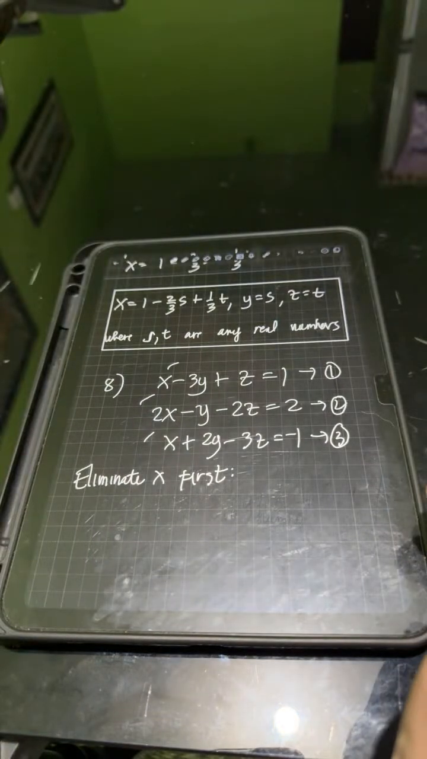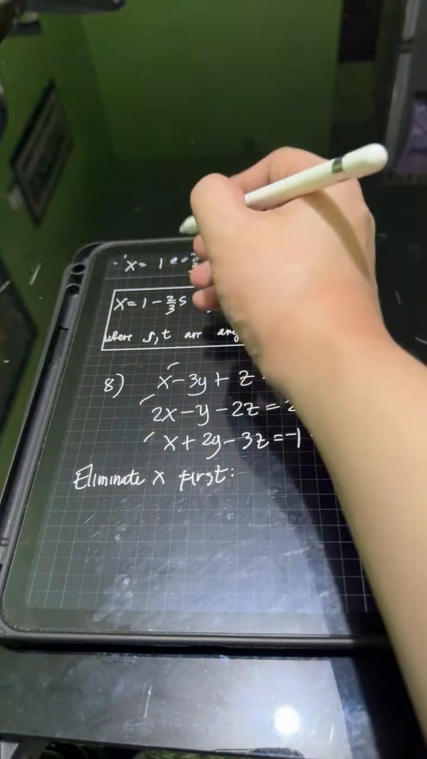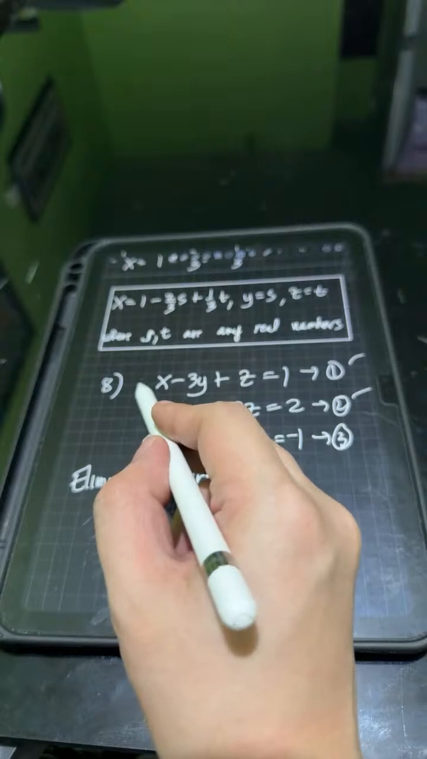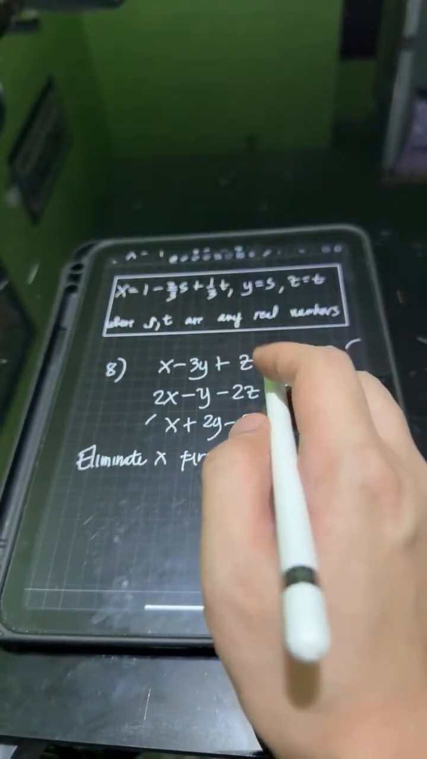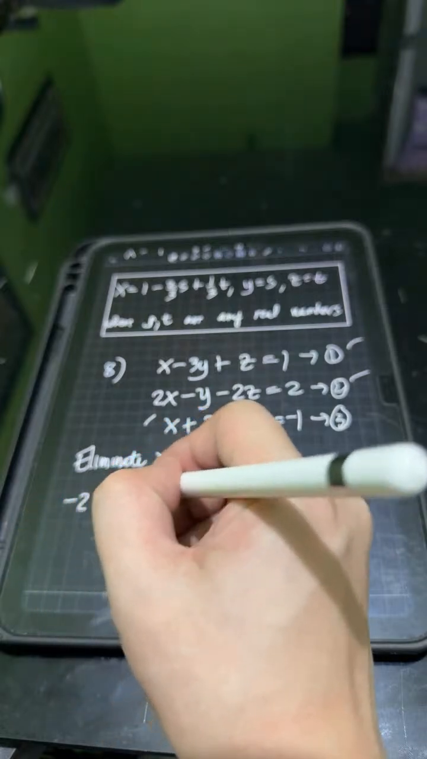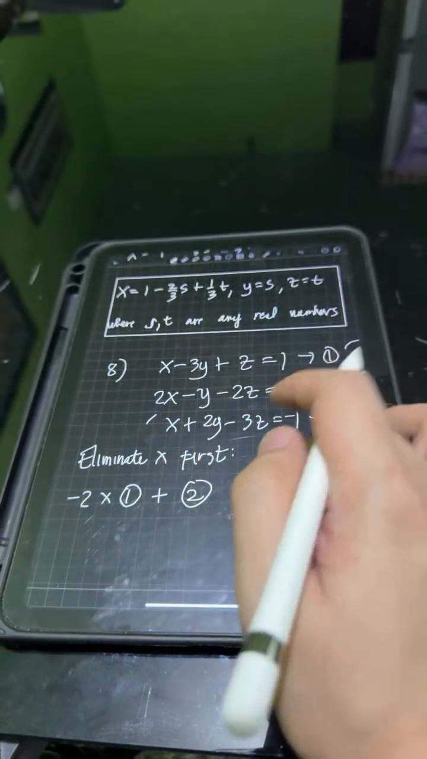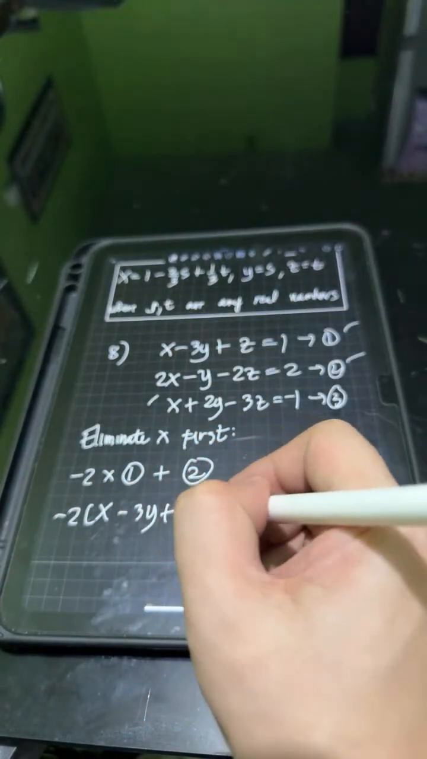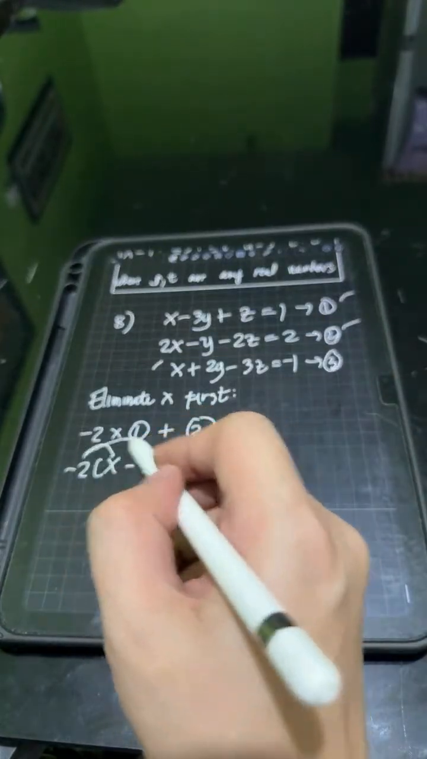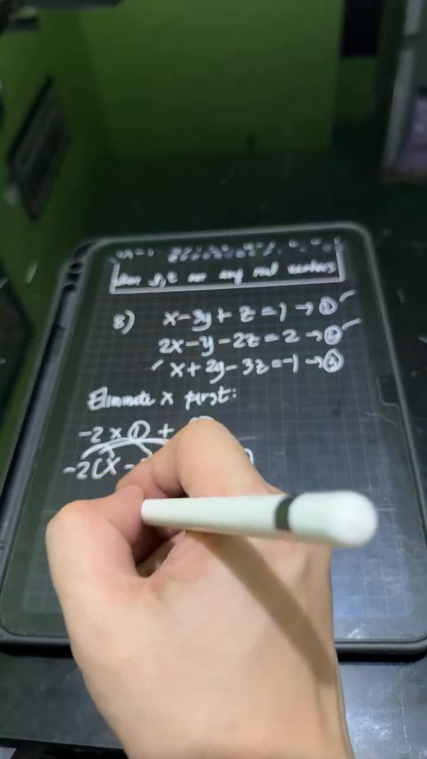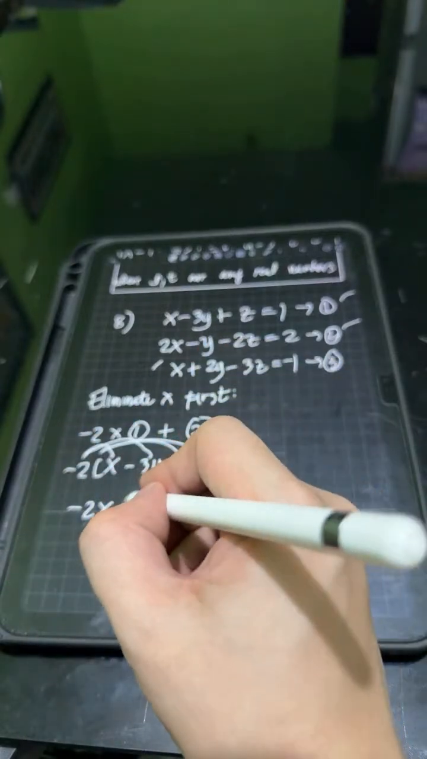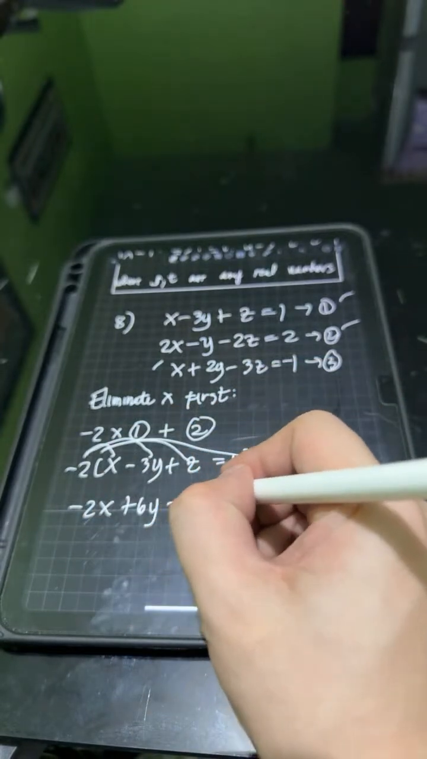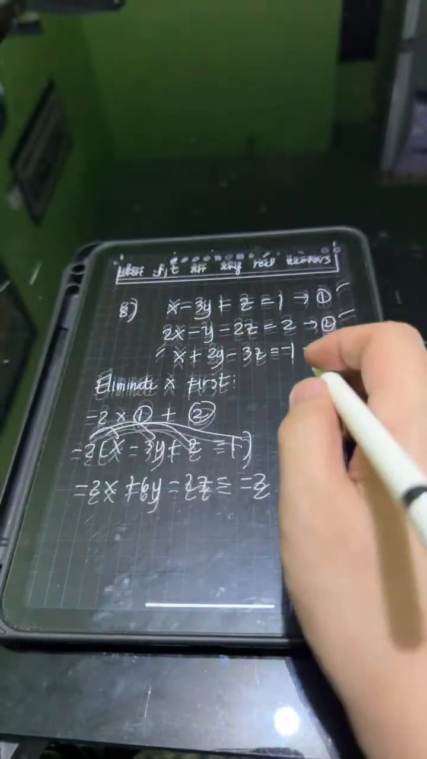So if we use equations 1 and 2, I can multiply equation 1 by negative 2 and add with equation 2 to eliminate the x. So, negative 2 times equation 1 plus equation 2. So, negative 2 times equation 1, x minus 3y plus z equals 1. Distribute the negative 2. Negative 2 times x, negative 2x. Negative 2 times negative 3y, positive 6y. Then, negative 2 times z, negative 2z equals negative 2 times 1, negative 2.